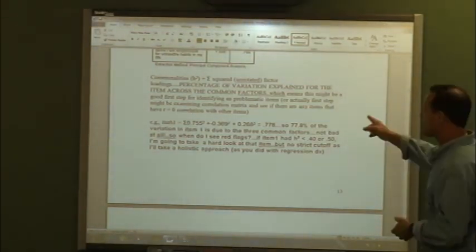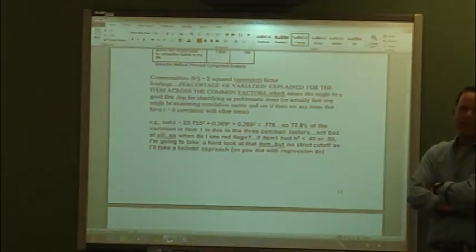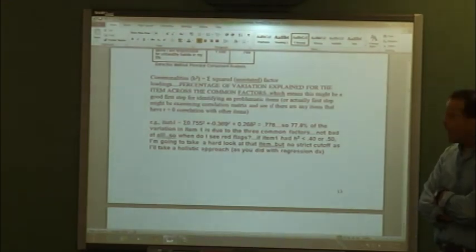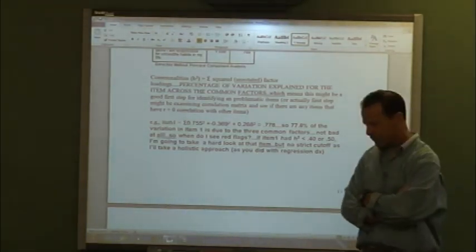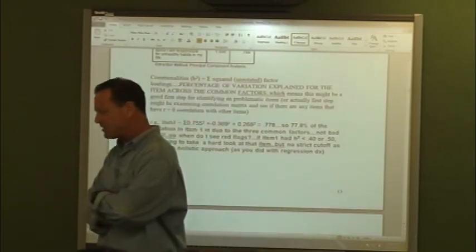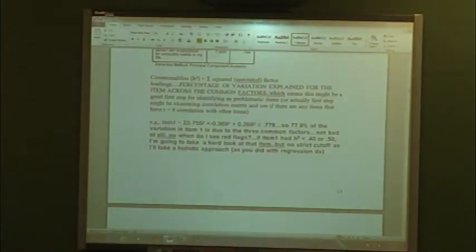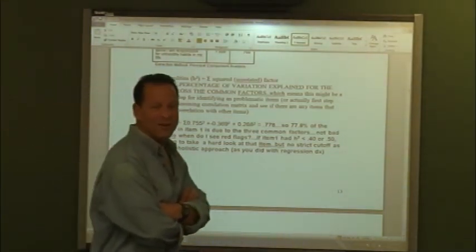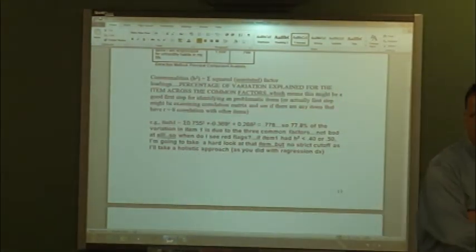So this is a great first step for seeing if there's any problematic items. A lot of times people want to use factor analysis not only to get an idea of the structure of their instrument, but to see if they can prune it. Are there any items they can delete or omit? A lot of times people want to get an abbreviated version of their instrument.